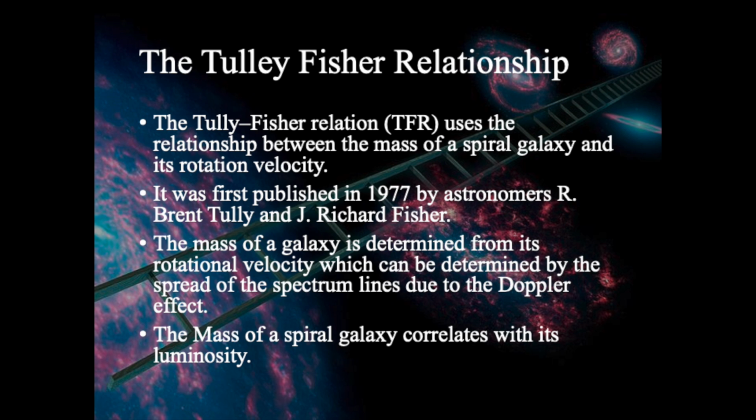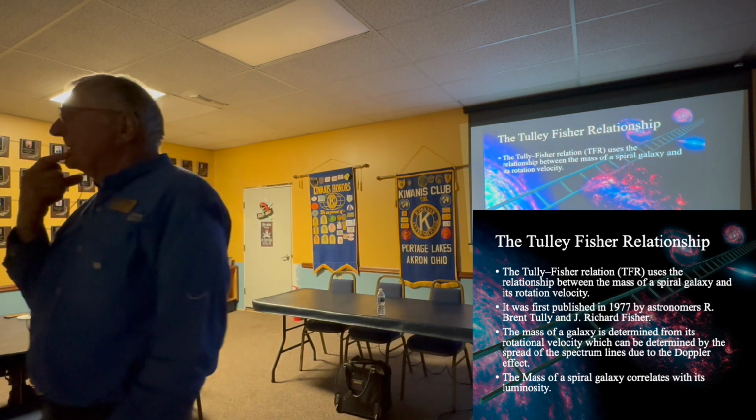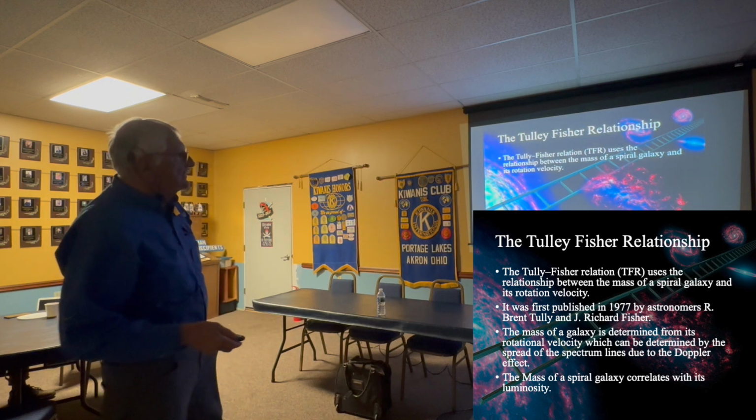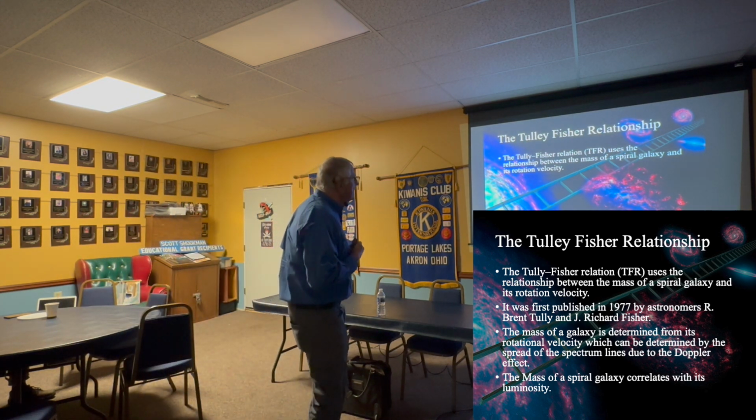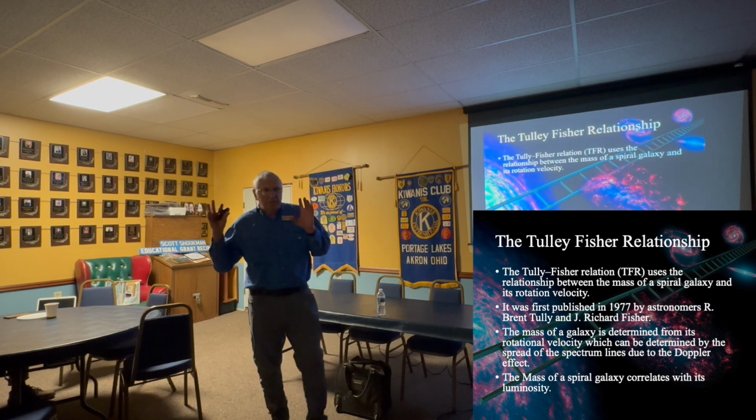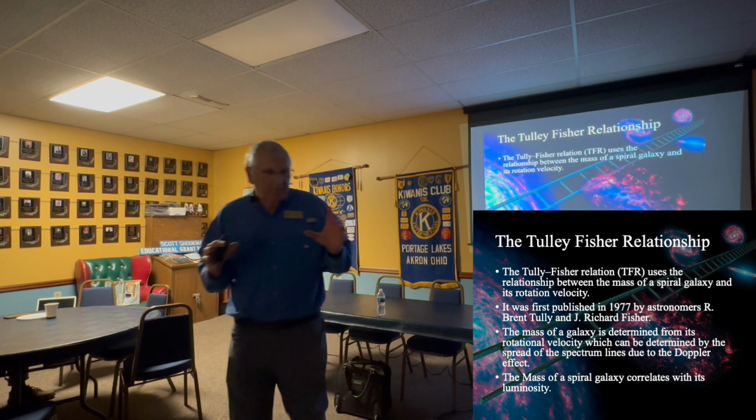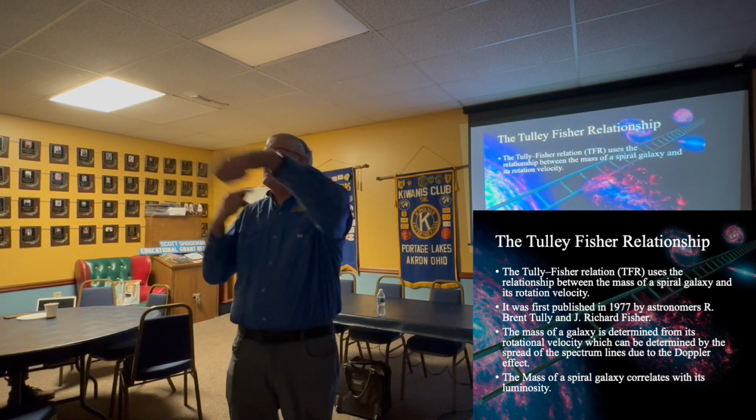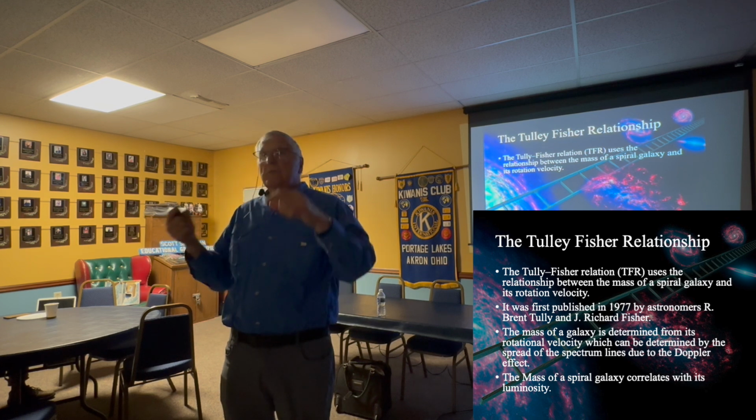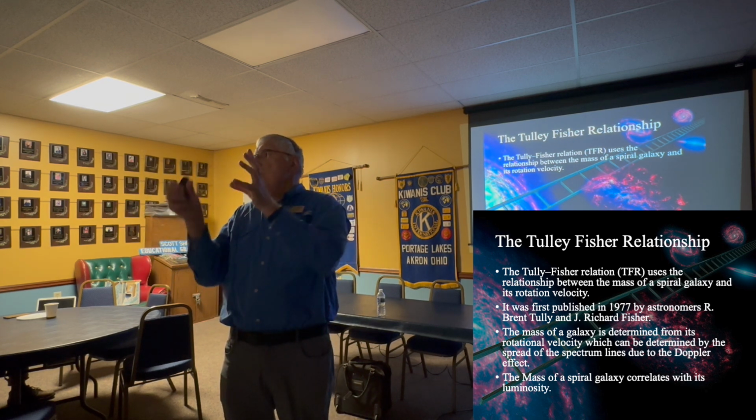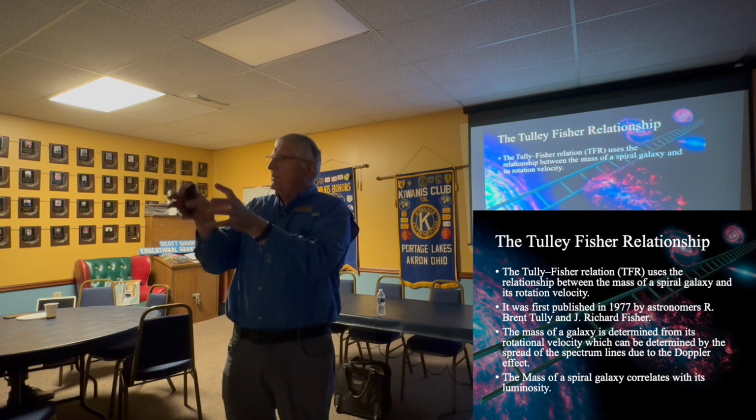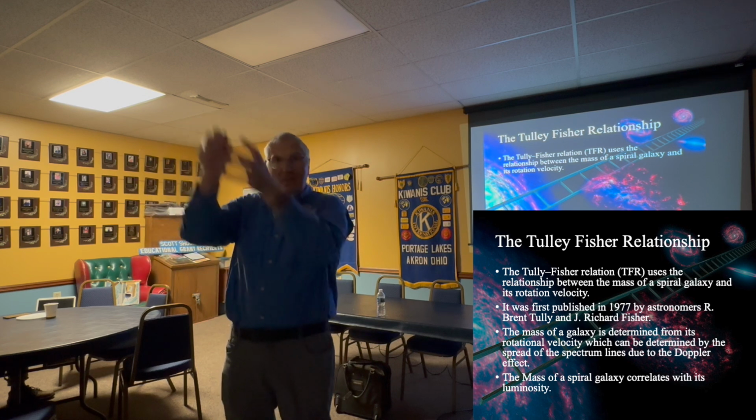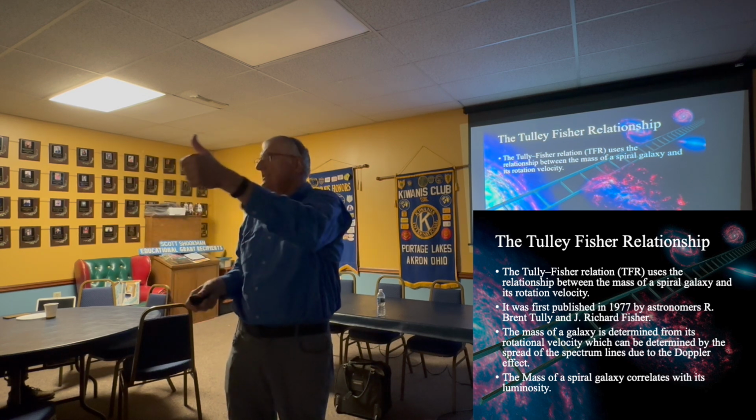This is probably a relationship that most of you may or may not have heard of, but it's extremely popular among galactic astronomers, and that's the Tully-Fisher relationship. It uses the relationship between the mass of a spiral galaxy and its rotational velocity. And so if we can measure the rotational velocity of a galaxy, we know what its mass is. And if we know what its mass is, we know how bright it is, how luminous it is. And so we can measure that luminosity and measure the brightness and get a distance.